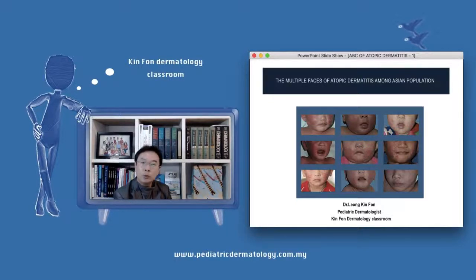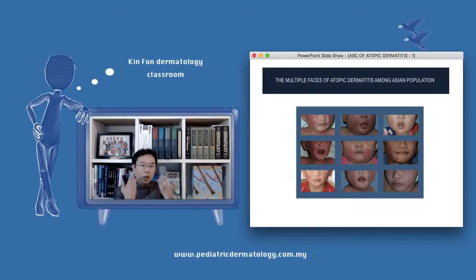Today I would like to preview my next lectures on the multiple phases of atopic dermatitis among the Asian population. We know that atopic eczema is a condition with many phases of presentation. A child with atopic eczema might walk into your clinic with acute eczema, subacute eczema, and chronic eczema. Acute over the face, subacute over the body, and chronic lichenified over the lower limbs.